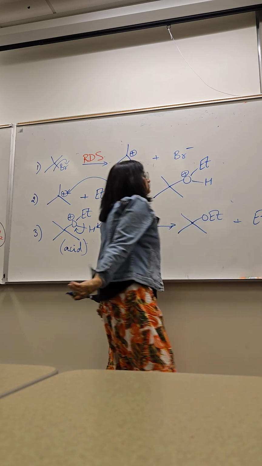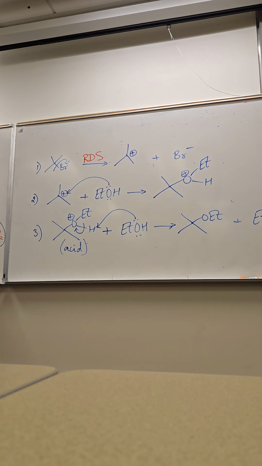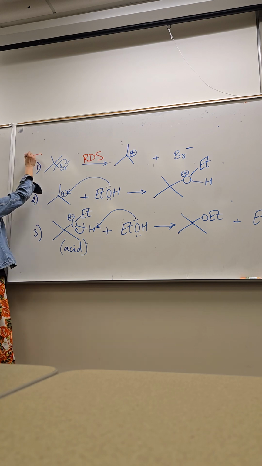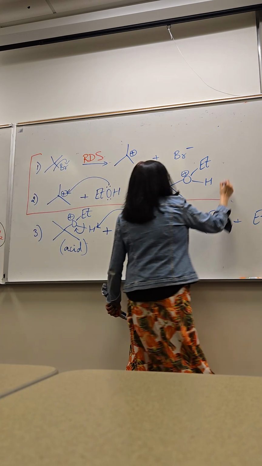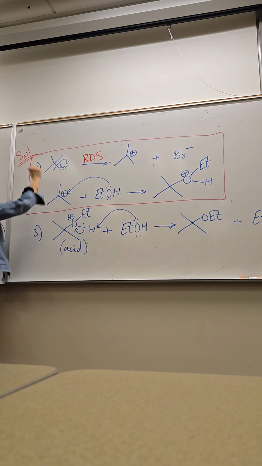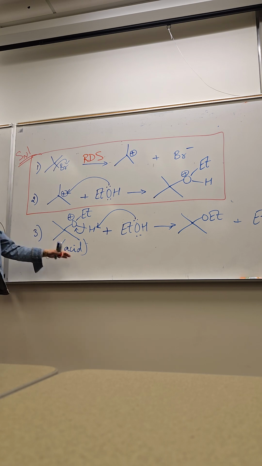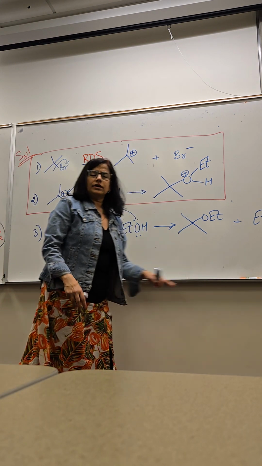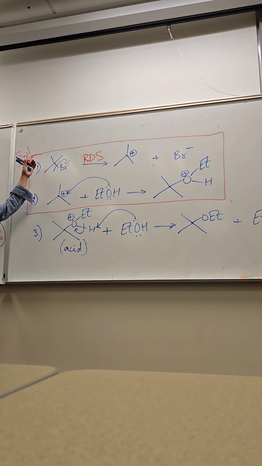The point is, we showed 3 steps here. But which 2 steps in this 3-step mechanism is the actual SN1 process? First two. Exactly. These are the 2 steps in this mechanism which are actually doing the substitution reaction. The third one was not really a substitution process. It was an acid-base reaction to get the neutral product. Substitution happened in combinations of 1 and 2. Does everybody see that? Yep.